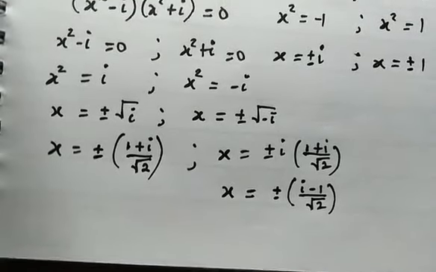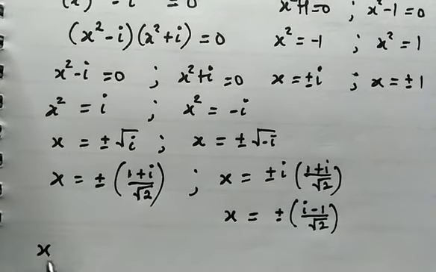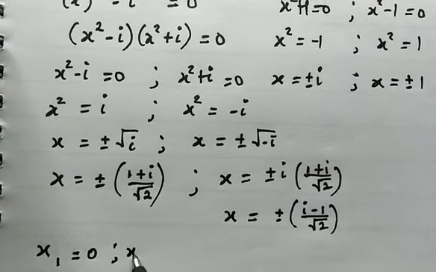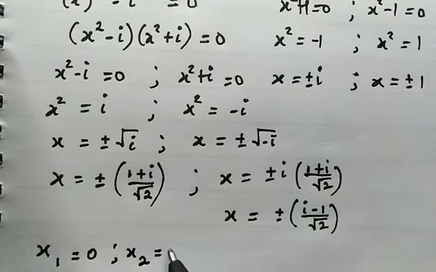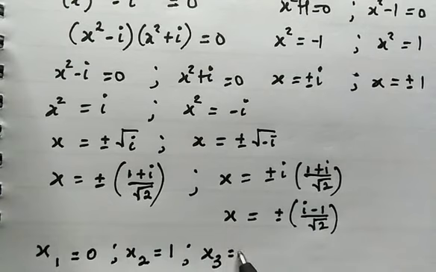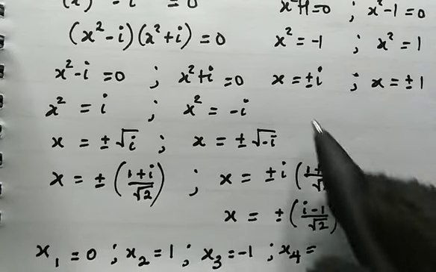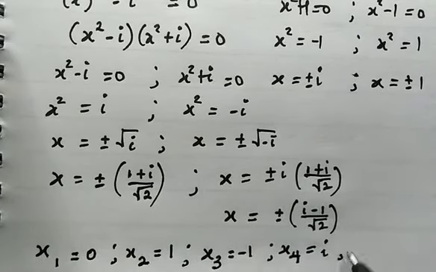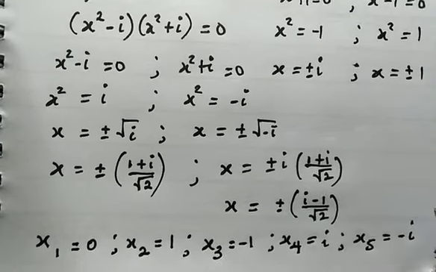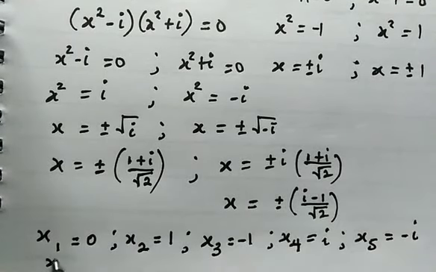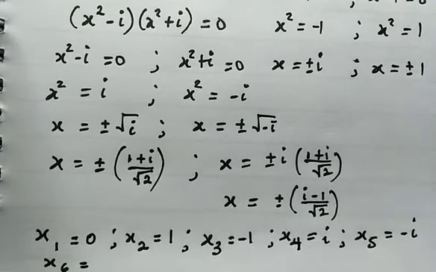So we have x1 equals 0. x2 equals 1. We need to list the whole solution. x3 equals negative 1. x4 equals I. x5 equals negative I. Are we done? No. Then x6 equals, oh, no space.